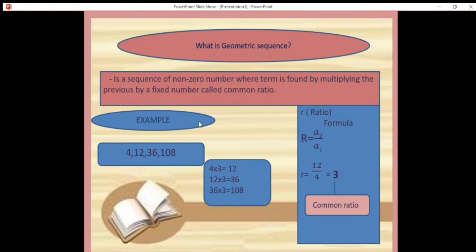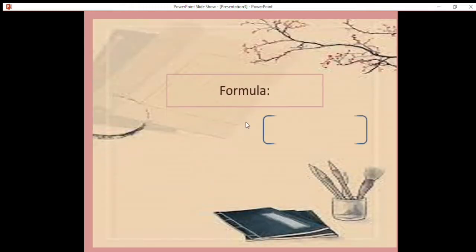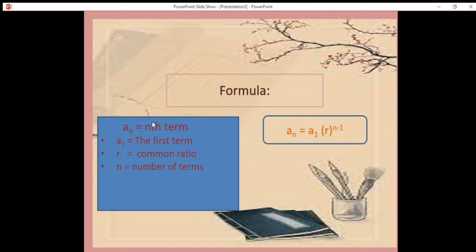Now that we know what a geometric sequence and the common ratio are, and how to find the common ratio of a sequence, let's move on to the formula of a geometric sequence. The formula is a sub n is equal to a sub 1 times r to the power of n minus 1, wherein a sub n is the nth term, a sub 1 is the first term, r is the common ratio, and n is the number of terms.